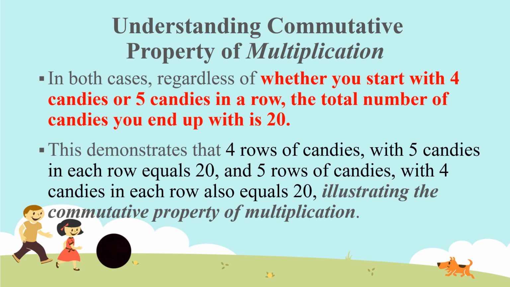This demonstrates that 4 rows of candies with 5 candies in each row equals 20, and 5 rows of candies with 4 candies in each row also equals 20, illustrating the commutative property of multiplication.